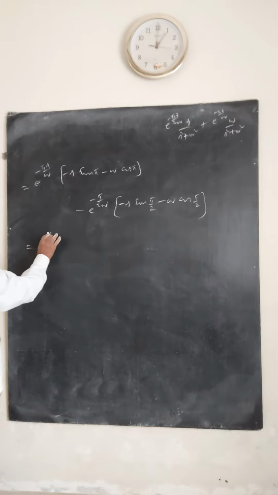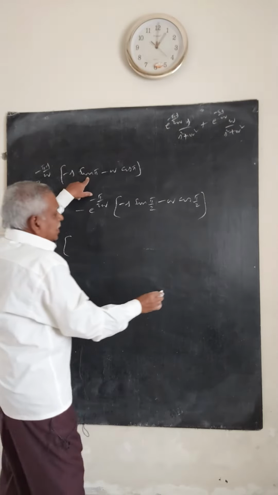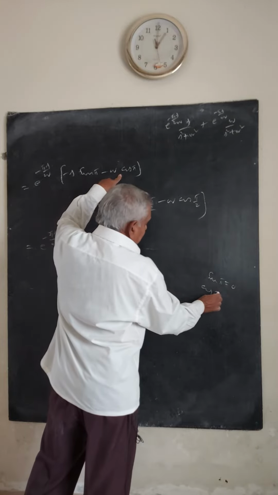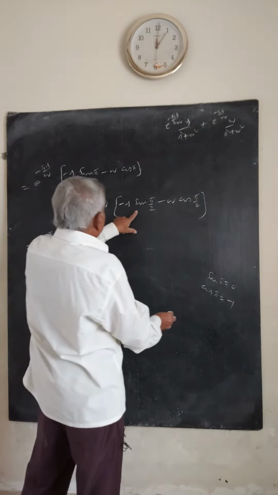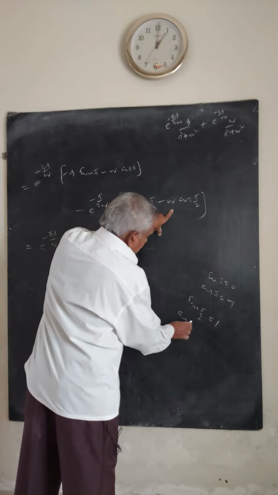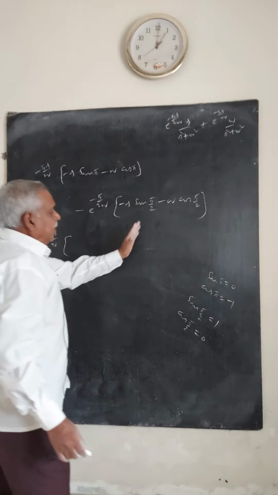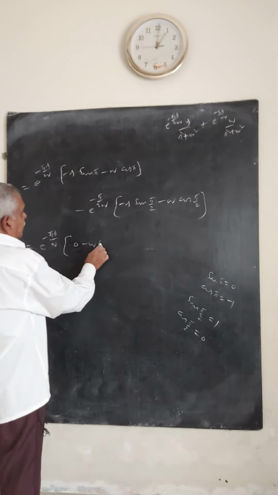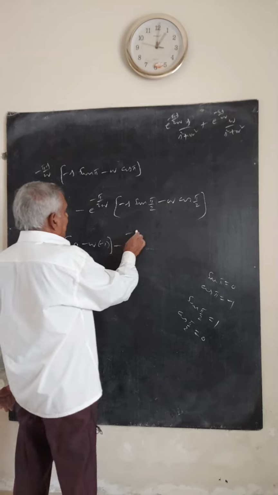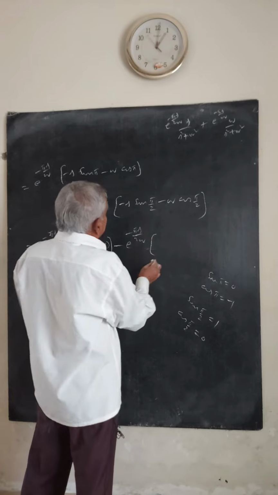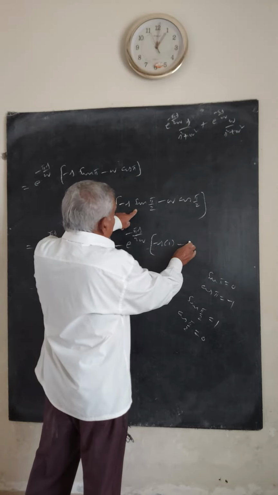E power minus pi s by omega. Sin pi is 0, cos pi is minus 1. Here sin pi by 2, that is sin 90, is 1. Cos pi by 2, cos 90, is 0. Applying all these in this: minus s times 0, minus omega times cos pi which is minus 1. Minus e power minus pi s by 2 omega, minus sin 90 is 1, cos 90 is 0.